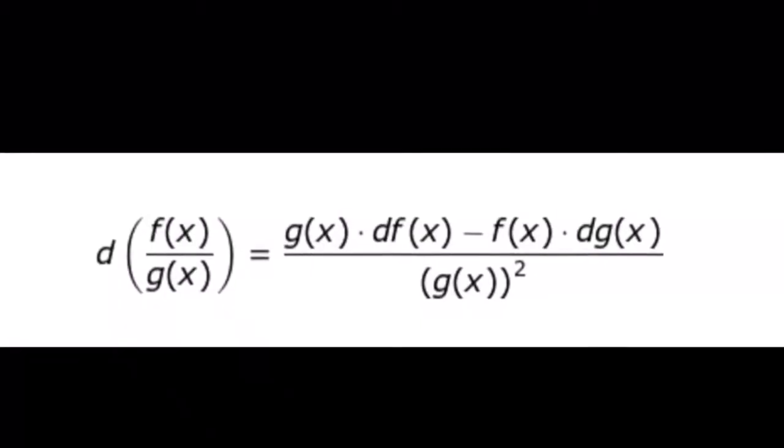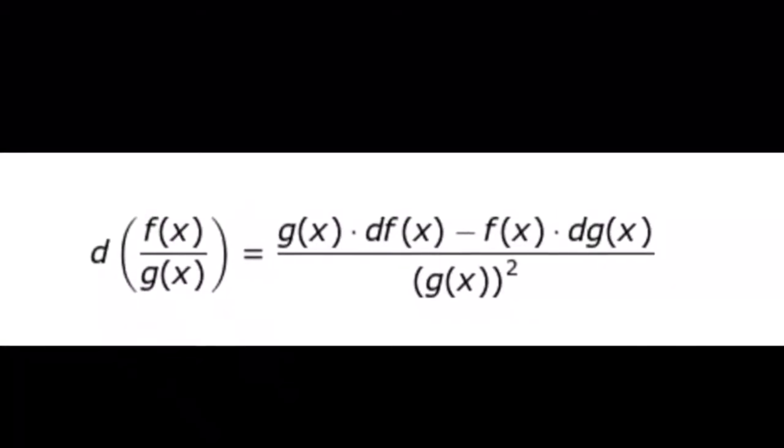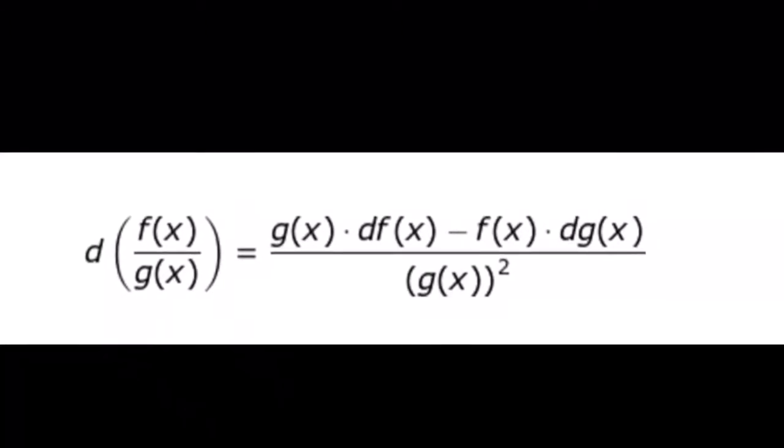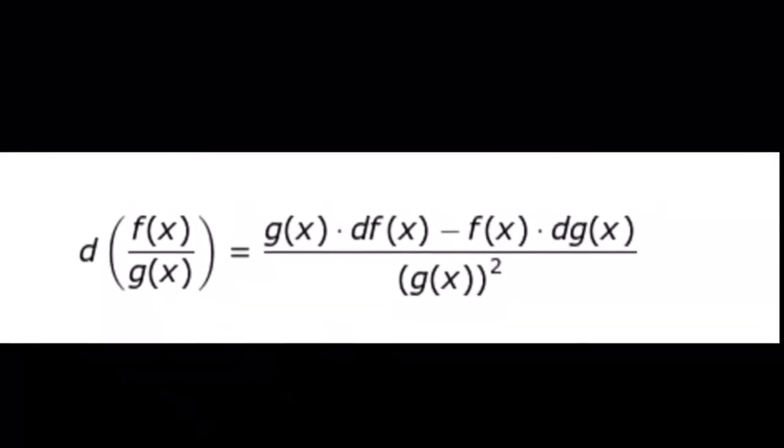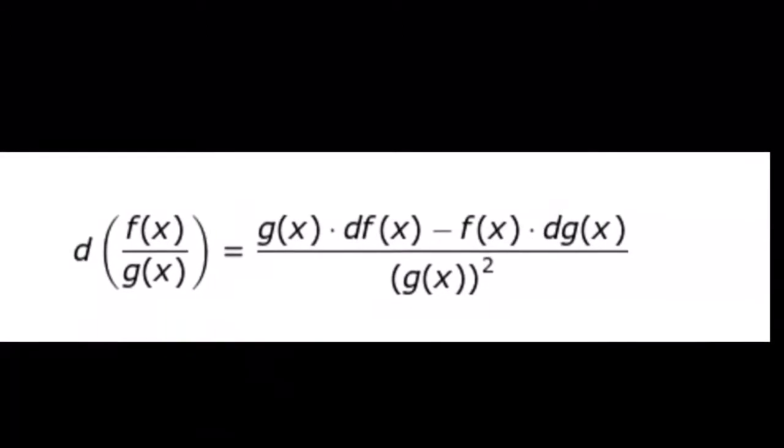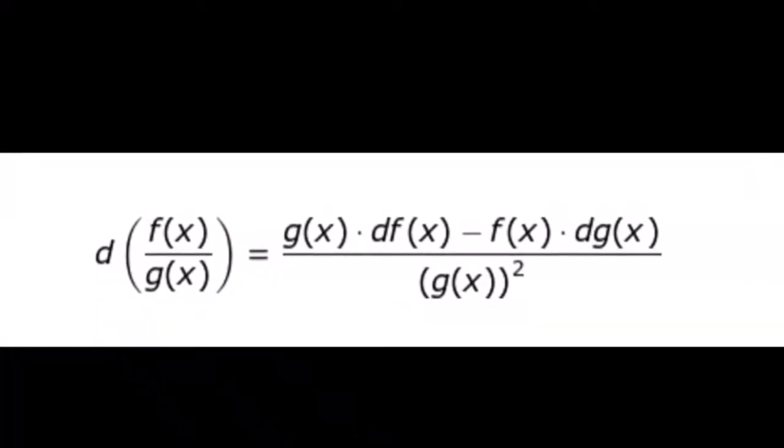The quotient rule is a formula for taking the derivative of a quotient of two functions. It makes it somewhat easier to keep track of all the terms. Let's look at the formula. If you have function f of x in the numerator and the function g of x in the denominator, then the derivative is found using this formula.